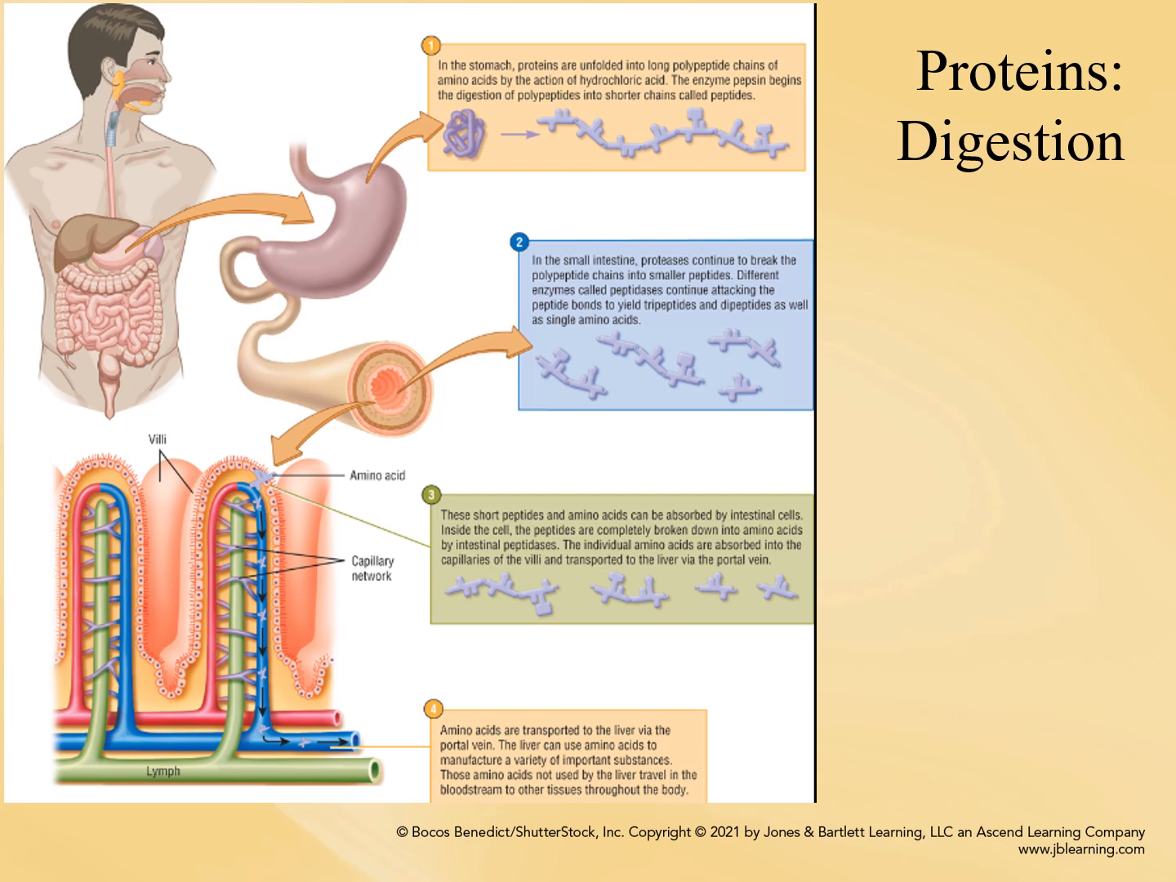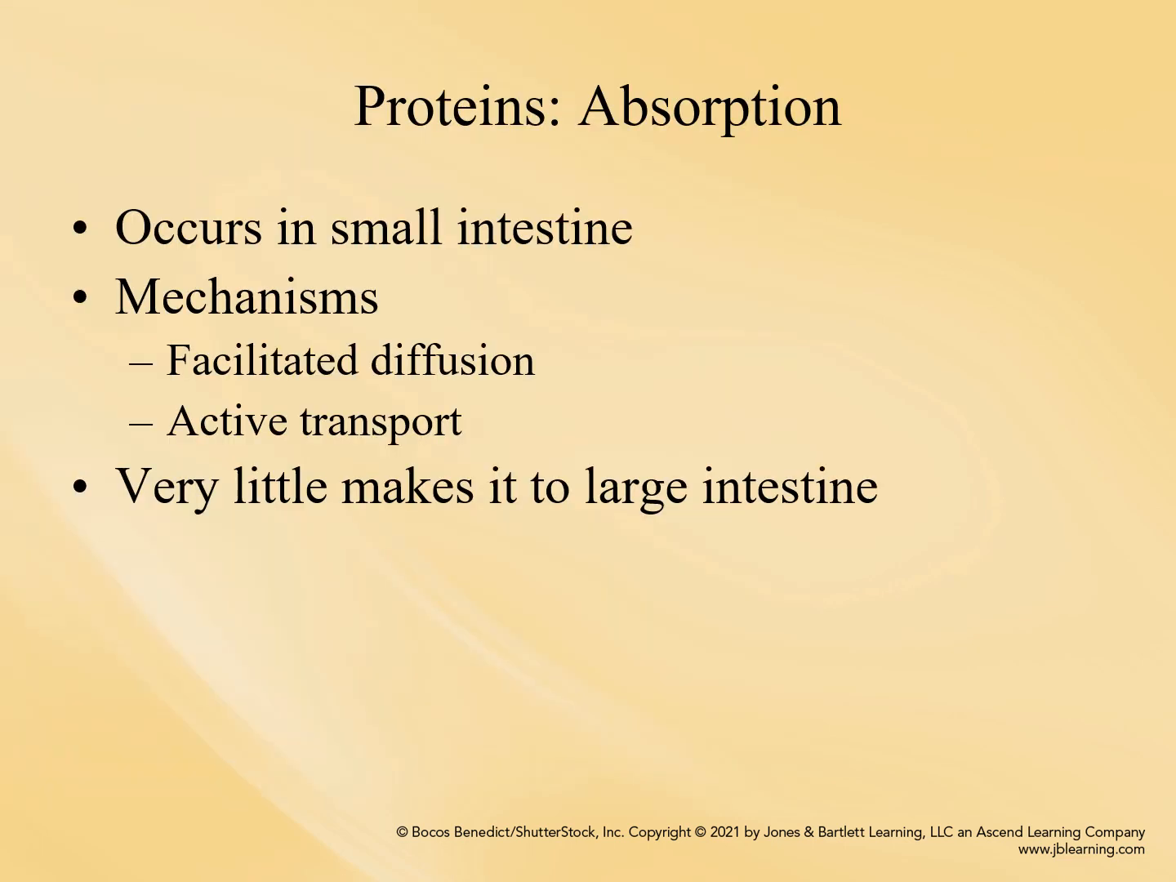Protein digestion starts in the mouth where you masticate or chew. The stomach churns. It causes denaturation of the protein structure, so it becomes more of a string. As it moves through the small intestine, proteases and peptidases chop it up into smaller pieces, and it ultimately is absorbed as amino acids. Proteins are absorbed in the small intestine, primarily by facilitated diffusion and active transport, and very little makes it to the large intestine.